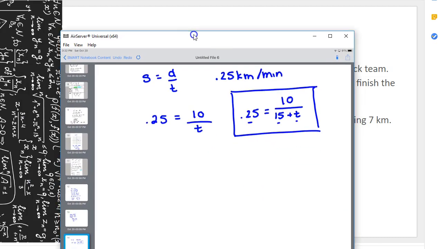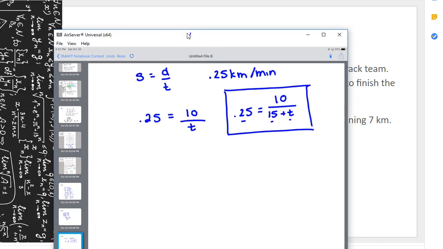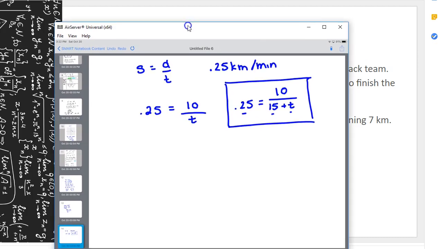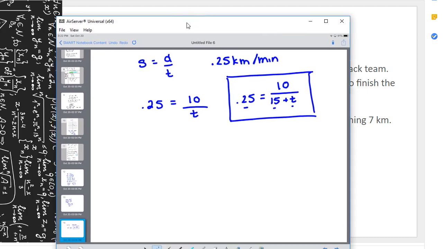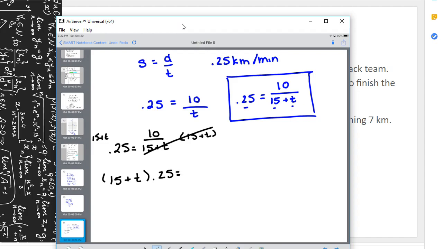So how do we solve this then? How do we solve how much time we need, or how fast really we need to run in order to finish with an average speed of 0.25? Well, we want to isolate t. So 0.25 is equal to 10 divided by 15 plus t, and we want to isolate t. This is going to take a few steps. I'm going to start by multiplying both sides by 15 plus t. What this does to this side, it gets it off the bottom. So over here we'll have 15 plus t times 0.25 is equal to 10.